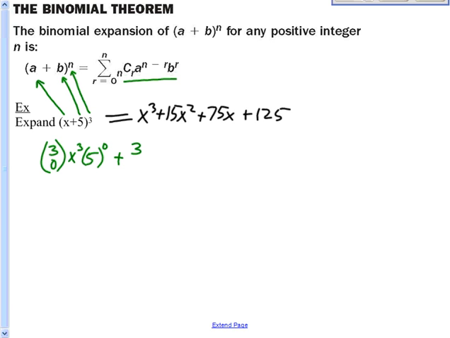So we go 3 choose 1. X is now squared, so it goes n minus r, because r is 1, 3 minus 1 is 2. And then 5 will go up to 1. Now notice these two exponents always add up to the power. You notice 3 plus 0 is 3. Both of those add up to 3 each time.